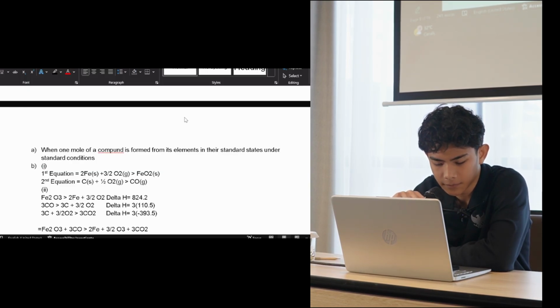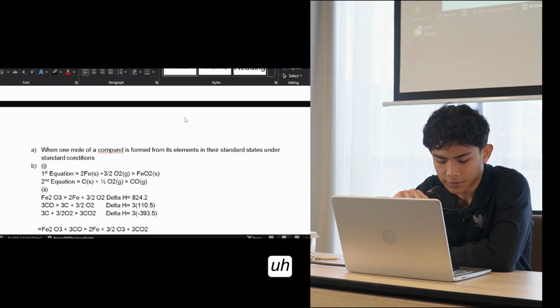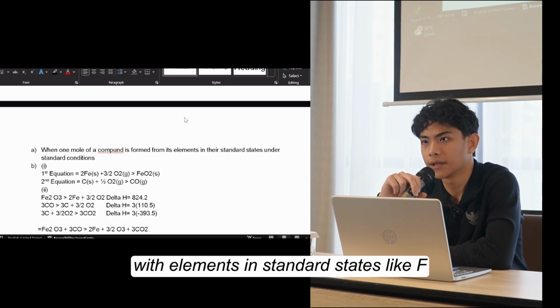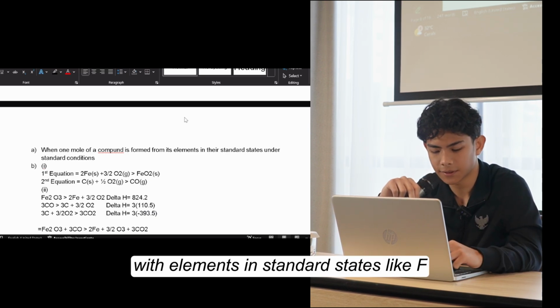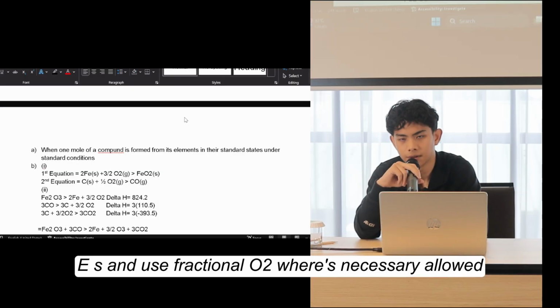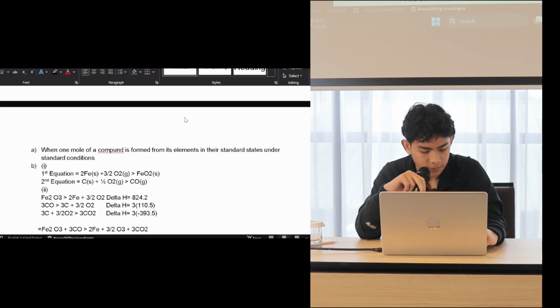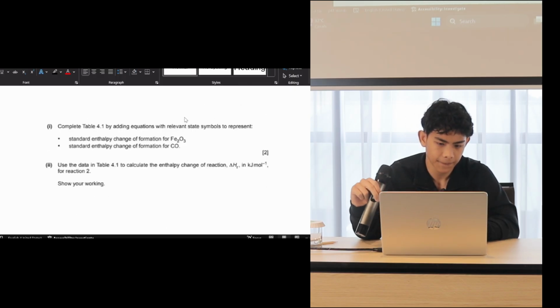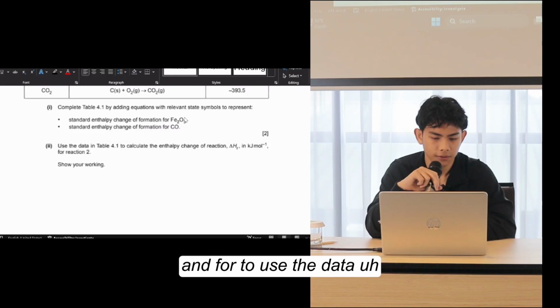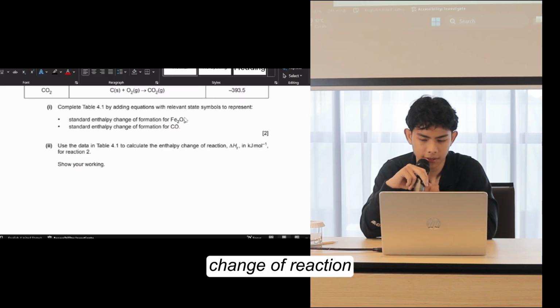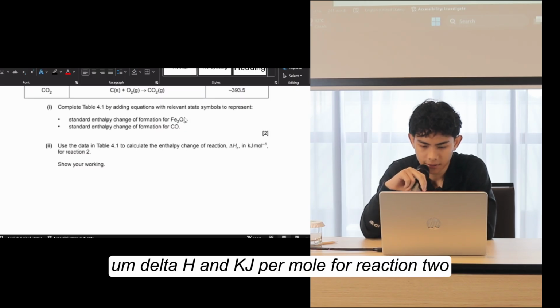So the formation enthalpy is always for 1 mole of product, and starts with elements in their standard states like Fe(s), and uses fractional O2 where necessary. And next, use the data in table 4.1 to calculate the enthalpy change of reaction, delta H in kJ per mole, for reaction 2.